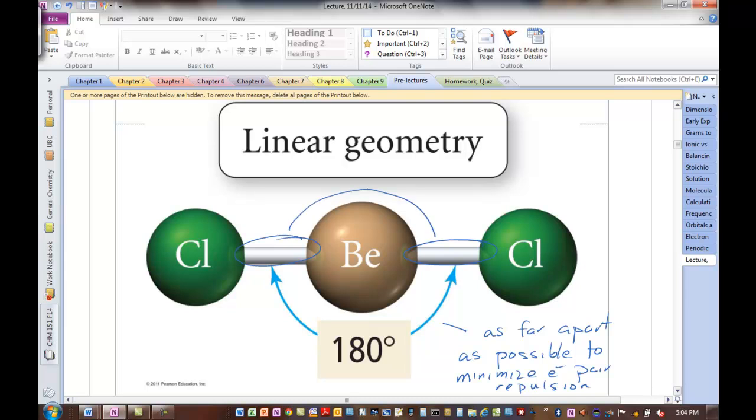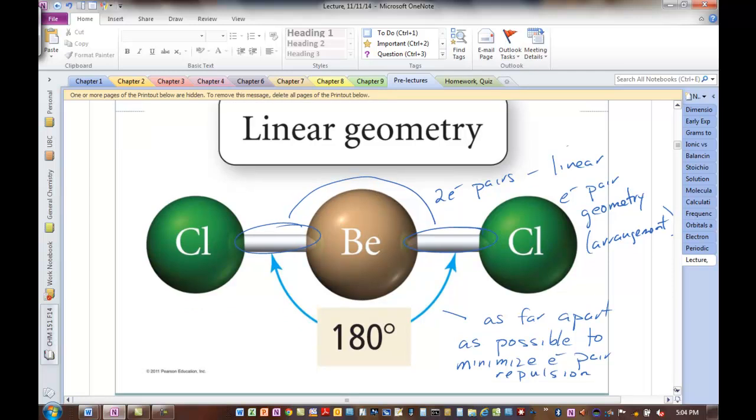And you do need to memorize this. 2 electron pairs around the central atom, linear. Okay? Now we're going to call this initially the electron pair geometry or electron pair arrangement, which might differ from the actual structure of the molecule. But 2 pairs linear. That's pretty easy.